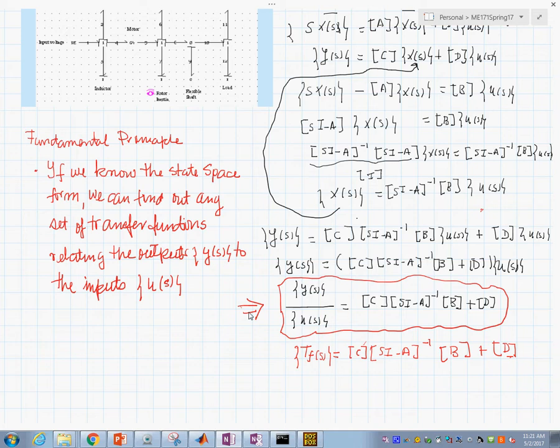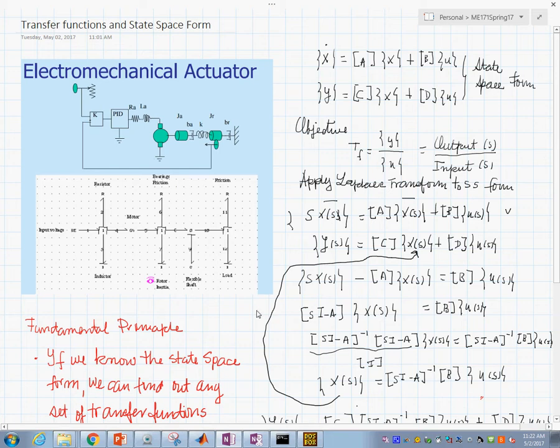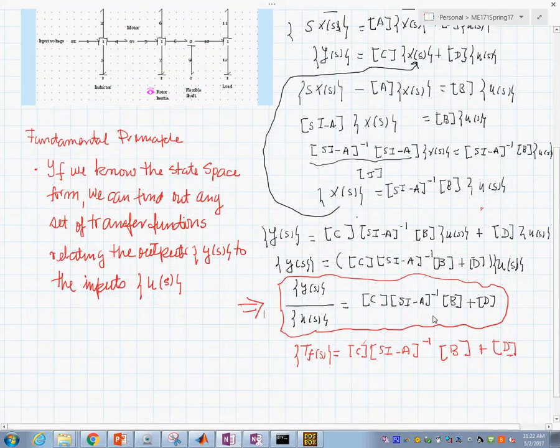So I'll repeat. If we know the state space form, which ChemG can automatically find, then the only thing that is left to do to obtain the transfer functions is to define what the outputs are so that the matrix C and D can be defined. And if the matrices A, B, C, and D can be defined, then using this expression right here, we can obtain any transfer function on the system. That's the conclusion.